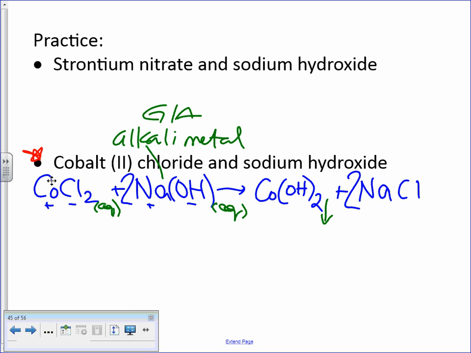Chlorides. Say again. Soluble. And sodium is group 1. Anything with group 1 metals is always soluble. Okay, so now we got our solubility. Third step. That's when you do what you said earlier.